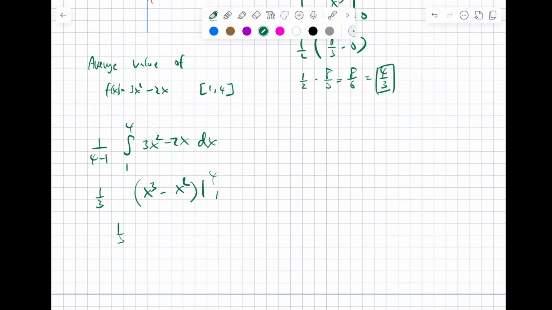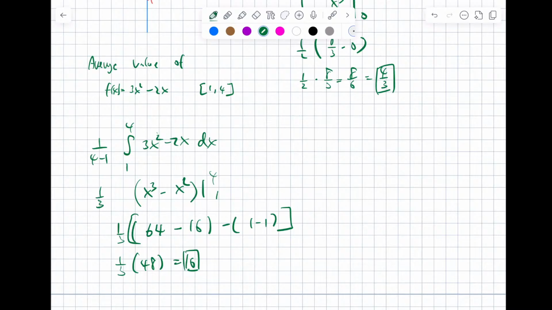So it'll be 1/3 times 64 minus 16 and minus 1 minus 1. So that is equal to 1/3 times 48, which is equal to 16. We know the average value is 16.